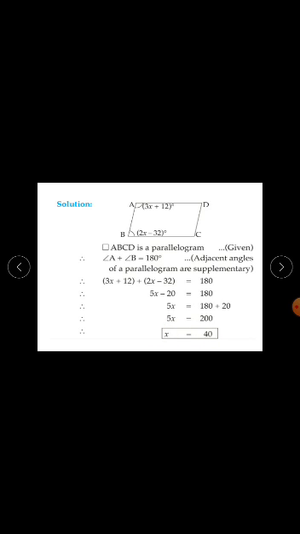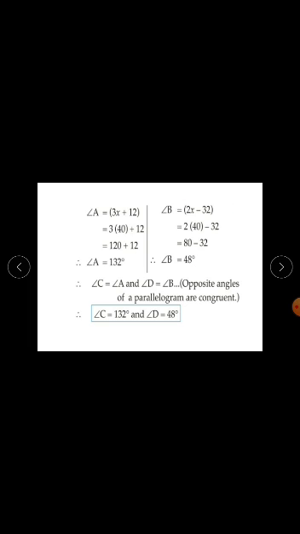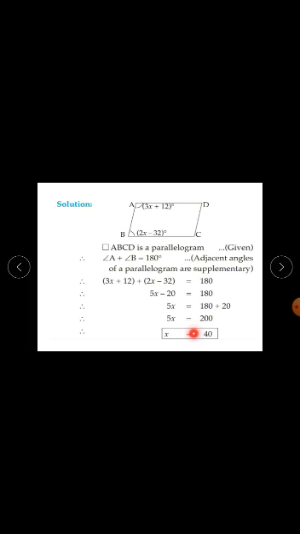But here you have to find out the measure of angle C and D. Angle A is given as 3x plus 12 degrees. What is the value of x? The value of x is 40.